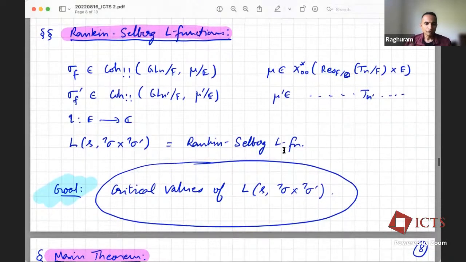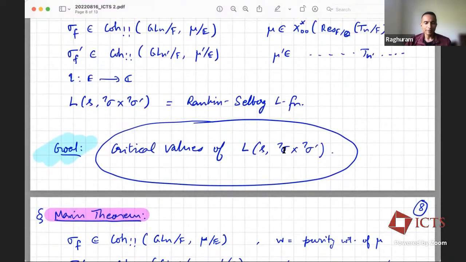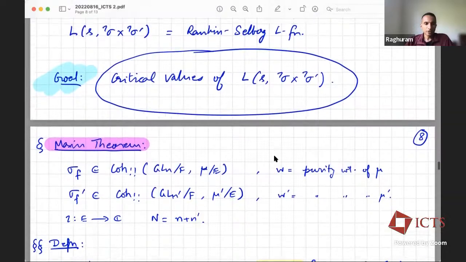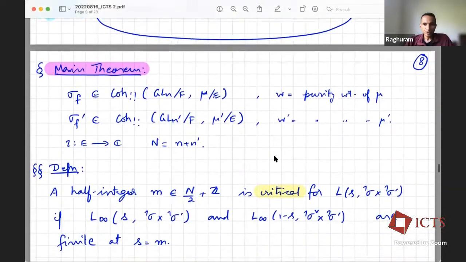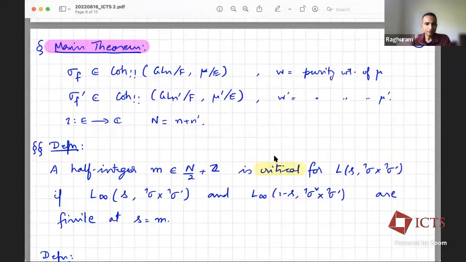So now I want to get into what is the main result that I have about the critical values of Rankin-Selberg L-functions for a pair of general linear groups over a totally imaginary field. So here is the main theorem. It will take me a couple of pages, a little more. I got to introduce something more.